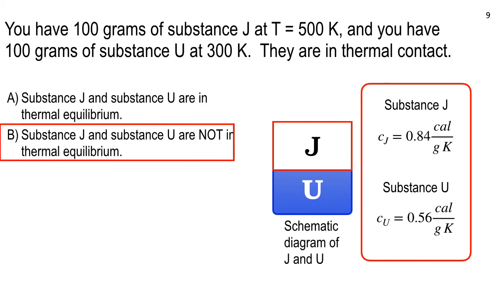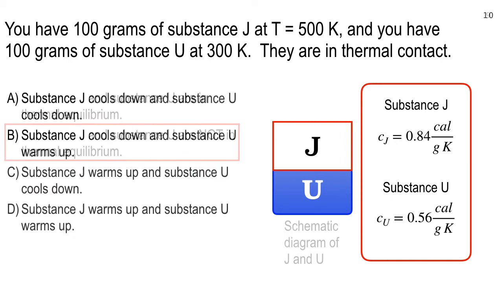Okay, option B is correct. They're not in equilibrium because their temperatures are different. One's 300, one's 500. So that's the most basic thing you have to ask yourself: are they in equilibrium? If they're not, then you have more things to decide.